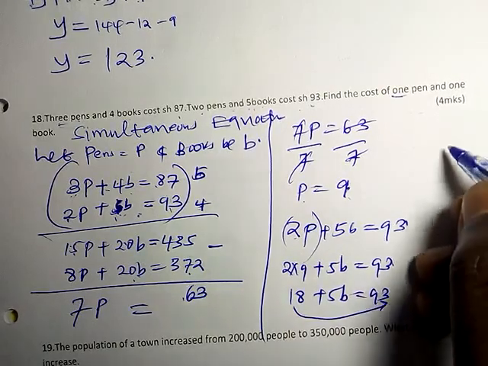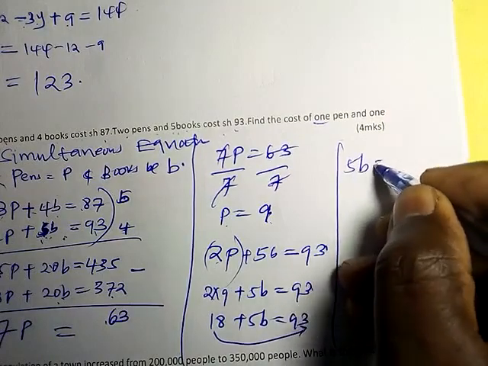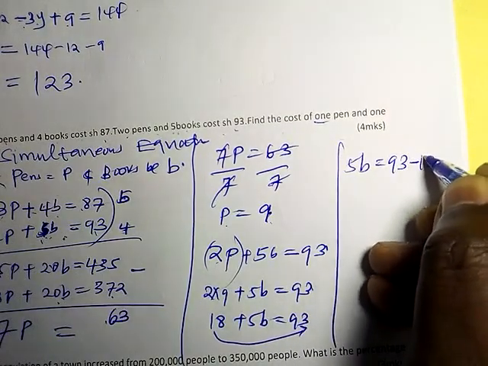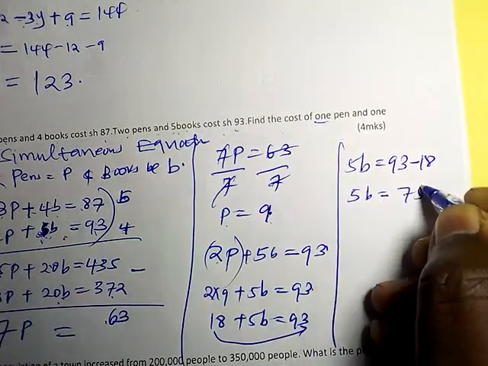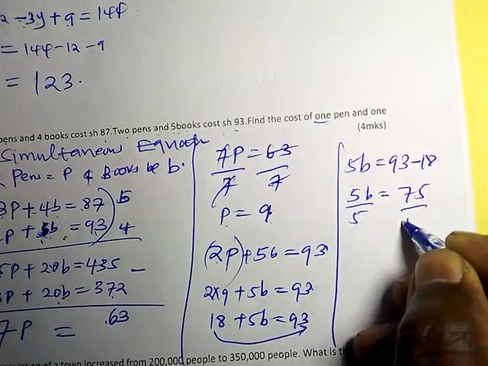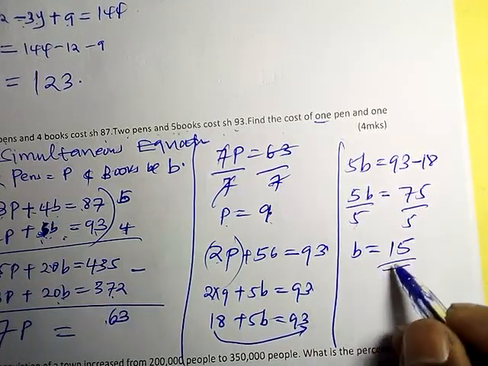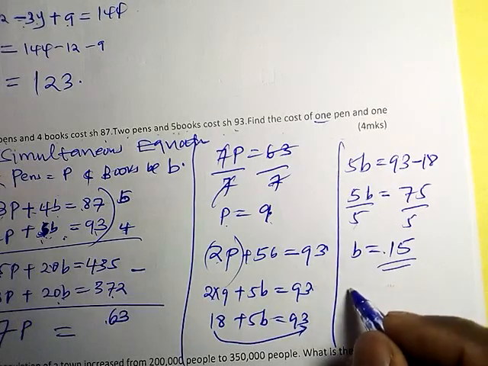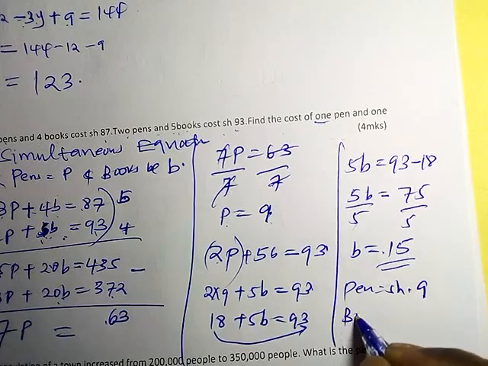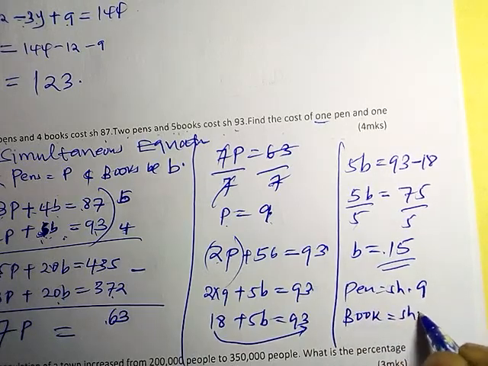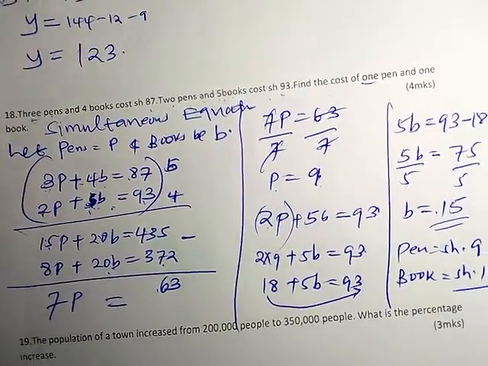This 18 will go this side, we will have 5B equal to 93 minus 18. 5B equal to 75. So divide both sides by 5. B equal to 15. So 1 book is Kenya shilling 15. So now you say pen equals shilling 9, book equals shilling 15. And you are done. You get your 4 marks.